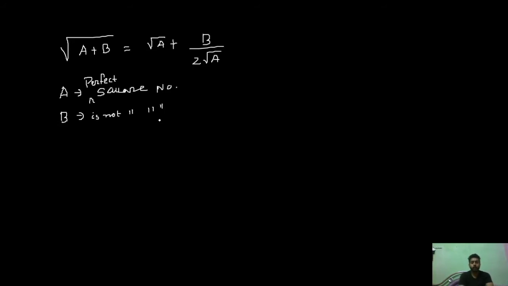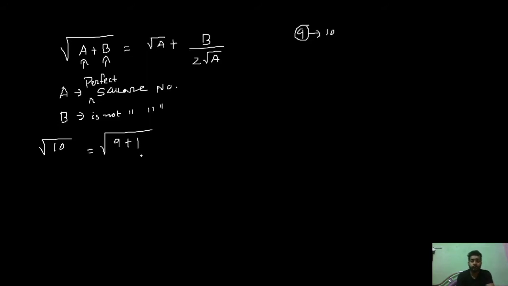So how do we find the square root of those types of numbers? For example, suppose we have to find root over 10. First we need to know what a is and what b is. We need to find a perfect square number which is nearest to 10. We all know 9 is nearest to 10 and 9 is a perfect square number. So 10 can be written as 9 plus 1.